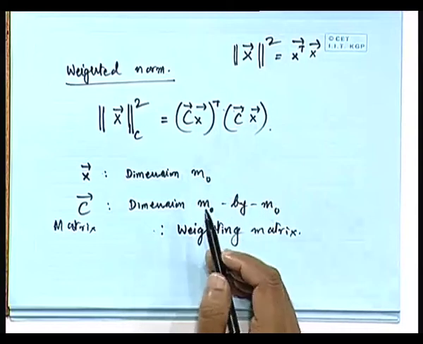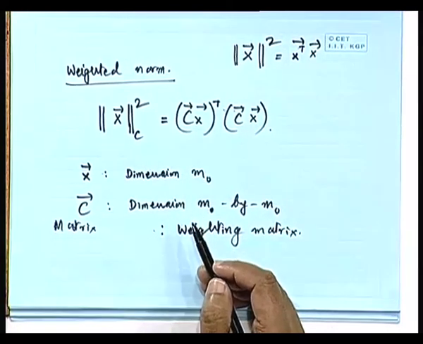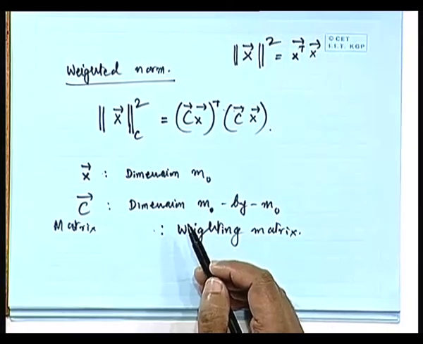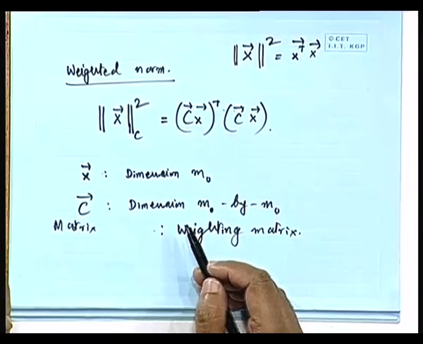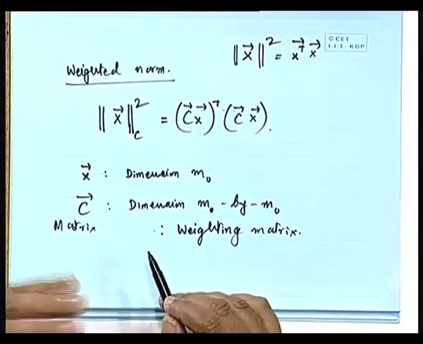So, in fact, we are talking about the weighted norm. You can look at it as the application of this C. C is a matrix that modifies x, very similar to the situation we get when we take affine transformations of points in Euclidean space. What do we mean by affine transformation?